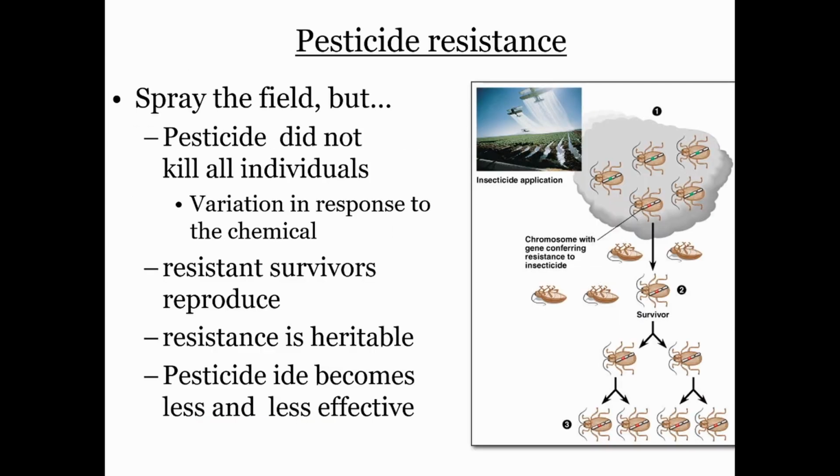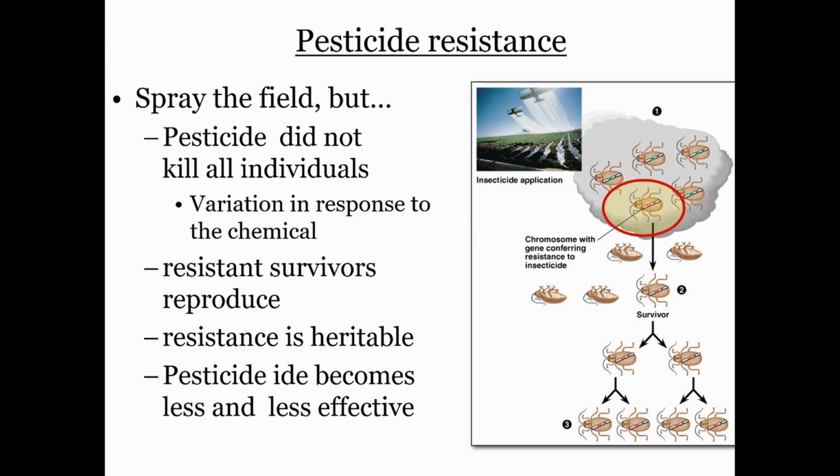Again, let's look a little bit deeper at pesticide resistance. So you can spray down your field, but again, if your pesticide did not kill all of the individuals, because there's a variation in how they respond to that chemical, those who survived will reproduce. And the traits that they have that allowed them to survive will probably be passed down. So the pesticide becomes less and less effective for every single round that you use it.